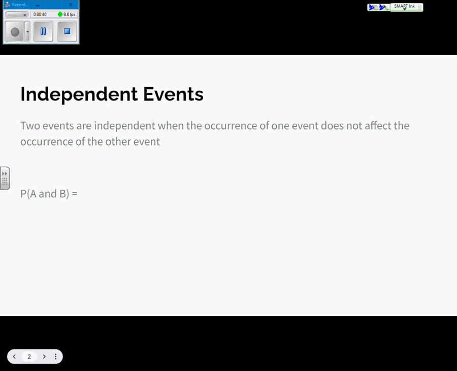And so there's a couple ways you might see this written. It's going to be the probability of A happening and B happening. Another way we write this is the probability of A and B. We use this intersection symbol. My next video will kind of explain that more.